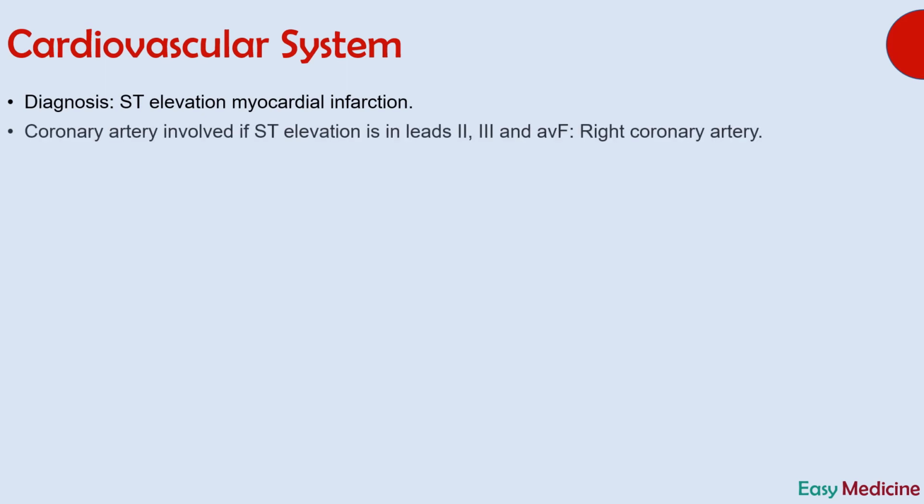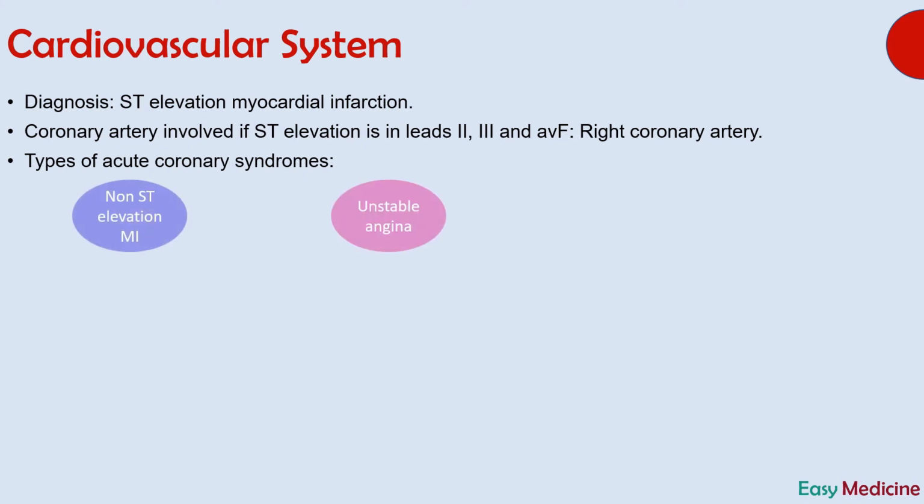One of the questions in the first scenario asked which coronary artery is involved if ST elevation is present in leads 2, 3 and AVF. And as we have just discussed, it will be the right coronary artery. The next part of the question asked about types of acute coronary syndrome, and they include non-ST elevation myocardial infarction, unstable angina, and ST elevation myocardial infarction.